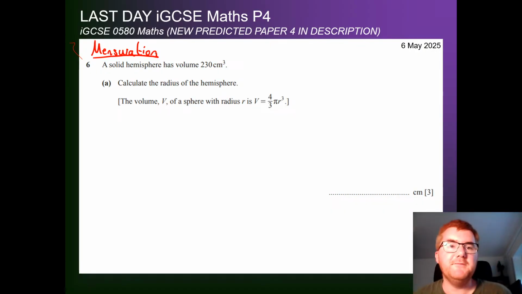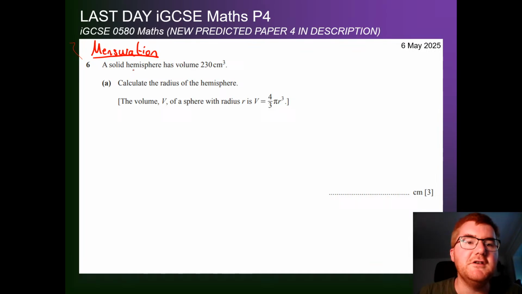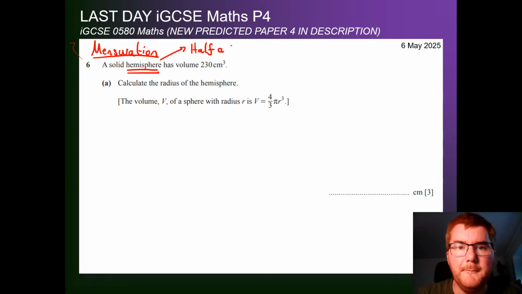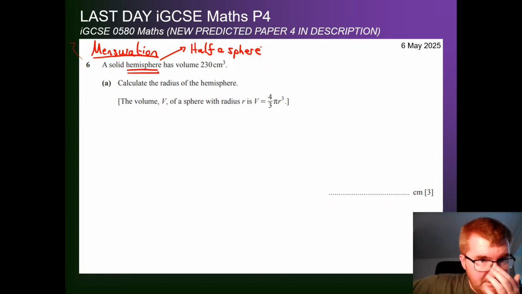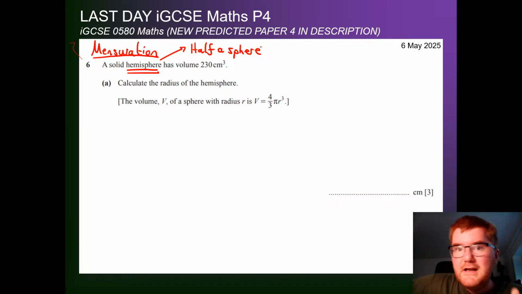A solid hemisphere, keyword hemisphere, has volume 230 cubic centimeters. Notice a hemisphere, in case English is not your first language, is just half a sphere. I don't get students to learn things off by heart a lot, but certainly with key terms like hemisphere, you need to know that it is essentially half a sphere.